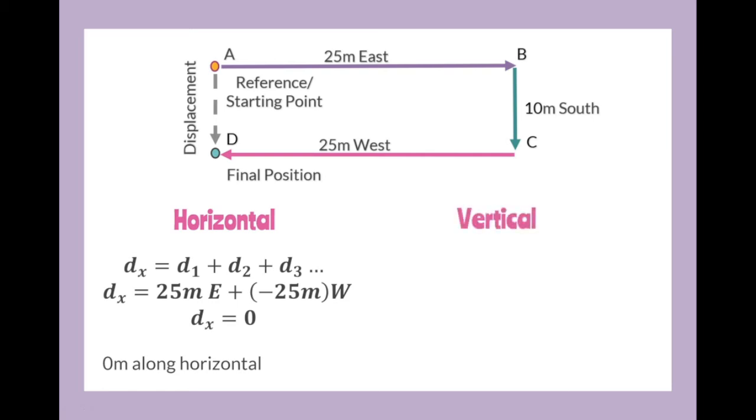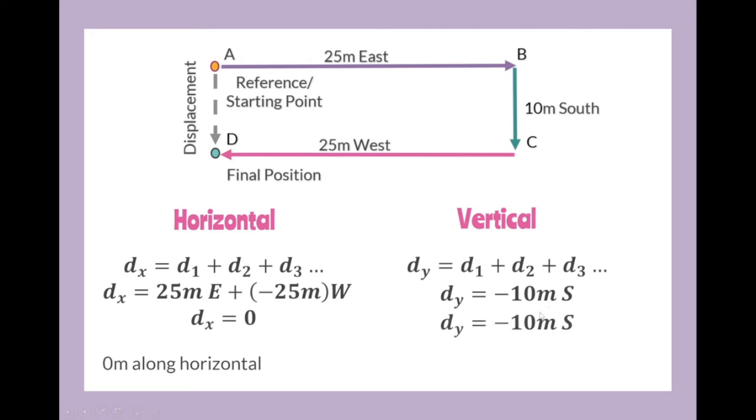Let's now solve for the vertical displacement or d sub y. Using the formula d sub y equals d sub 1 plus d sub 2 plus d sub 3 and so on, the displacement along vertical is 10 meters south alone. Substituting the value, we will have negative 10 meters south for the vertical displacement. Negative 10 meters is the displacement along the vertical dimension. Therefore, the displacement of the body is negative 10 meters or 10 meters south.